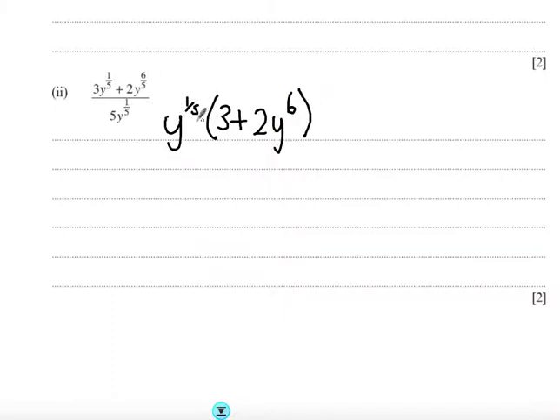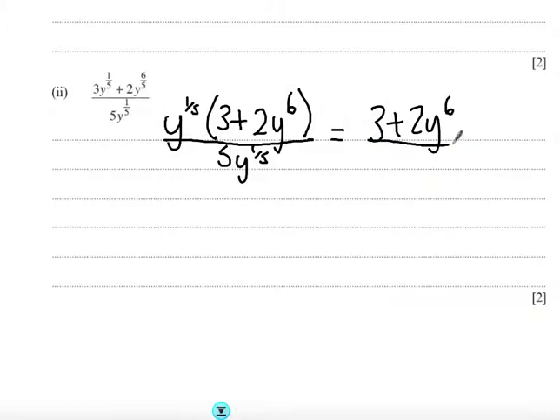Okay, so if you're not sure, think about expanding this bracket. y to the power of a fifth times 3 gives me 3y to the power of a fifth. 2y to 6 times y to the power of a fifth would give me 2y to the power of 6 fifths. Underneath, I then have 5y to the power of a fifth. And now I can divide through top and bottom by y to the power of a fifth, so that I get 3 plus 2y to the power of 6 all over 5. And that's as far as I can simplify.